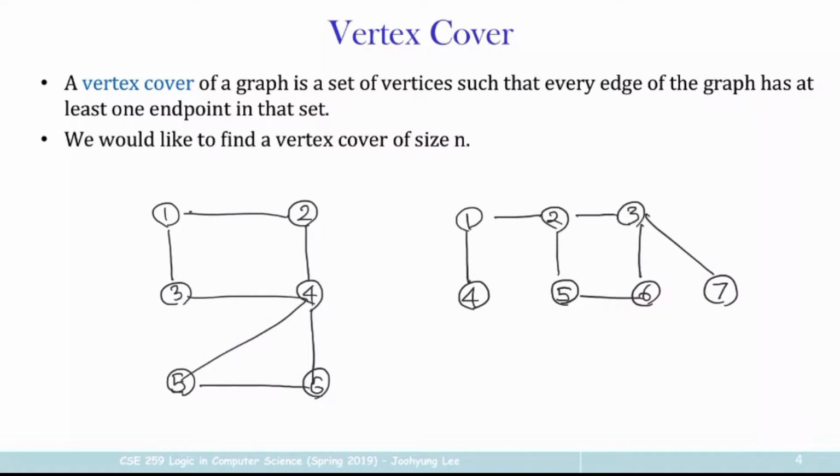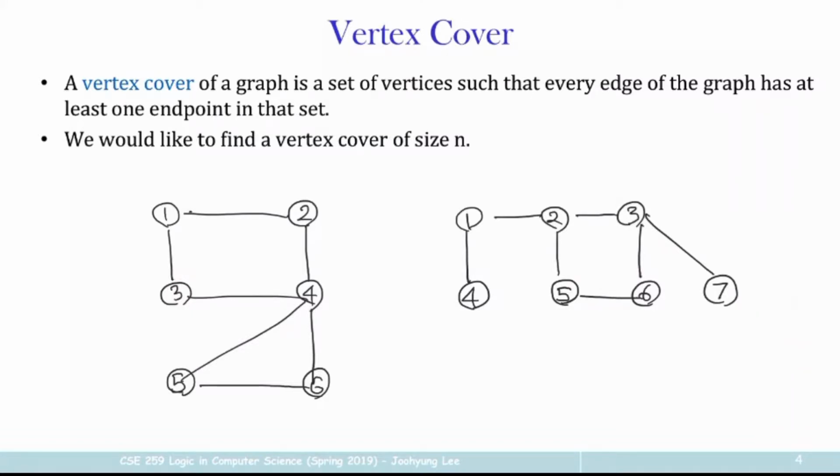So what is a vertex cover? You're given a graph like left or right, and you have to find a subset of the vertices such that every edge is actually covered. What covered means is that every edge is connected to one of these chosen vertices. Okay? So let's look at the left part. Your task is to choose the vertices so that every edge is incident to one of these vertices.